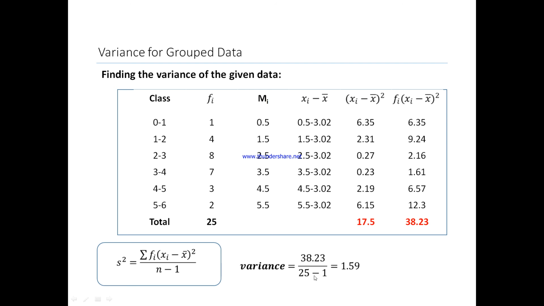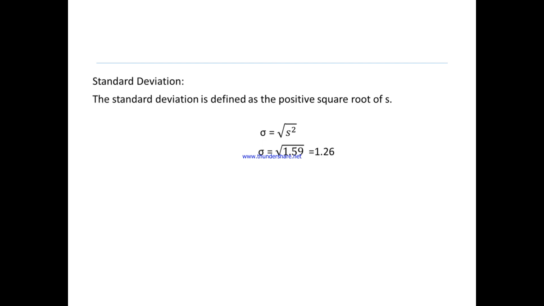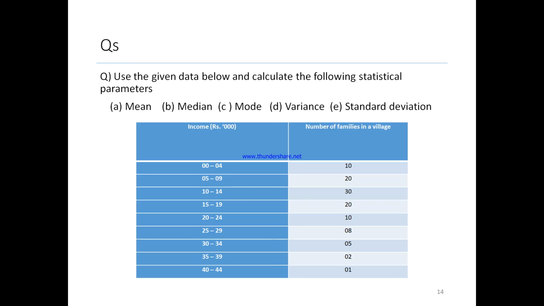So here n minus 1 is 25 minus 1. So the variance is 1.59. So for a grouped data set, we can find the variance like this using this equation. If you're interested in the standard deviation, I told you in most cases we use standard deviation instead of variance, because it's easy to interpret. So you just have to take the square root in order to calculate the standard deviation. The variance is 1.59. When you take the square root, that is 1.26. So that will give you the value of the standard deviation.